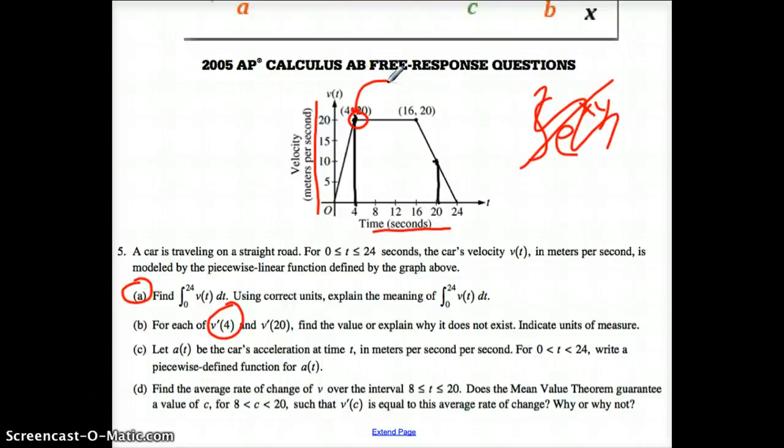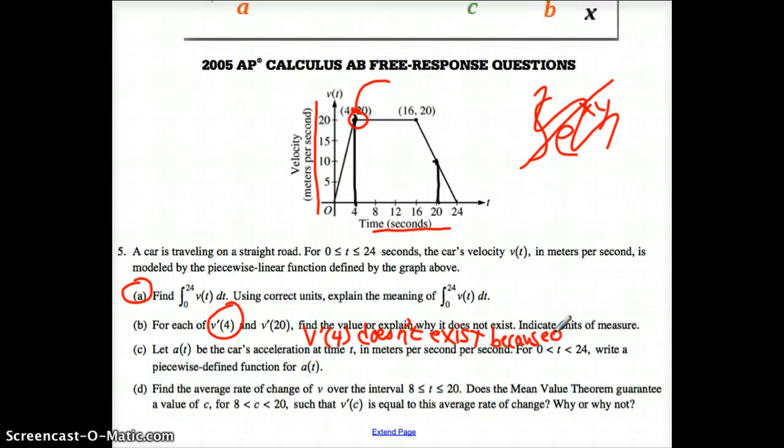What's the derivative right there? You should know. It's undefined or it doesn't exist. Exactly. So you're going to write like this: V prime of 4 doesn't exist, or John said it's undefined. That's fine. And it says find the value or explain why it doesn't exist. We have to tell why. You can say there's a sharp corner, or you could say that the derivative from the left does not approach the derivative from the right. Either is fine. V prime of 4 does not exist because of a sharp corner.